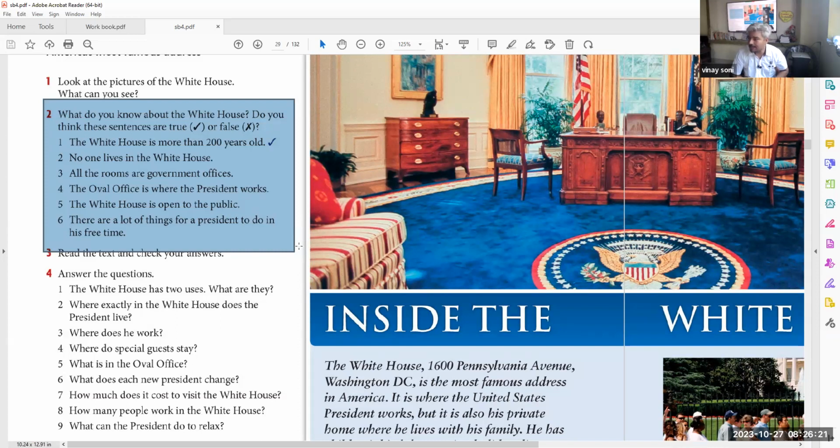Read the 6 sentences. If you think these sentences are true, tick them. If you think these sentences are false, cross them. मैंने क्या बोला बेटा? पढ़िए कौन से sentences? ये 6 sentences, right? If you think they are true, tick them. If false, cross them. अगर आपको लगता है सच है, टिक कर दो. आपको लगता है झूठ है, क्रॉस कर दो. What do you think?